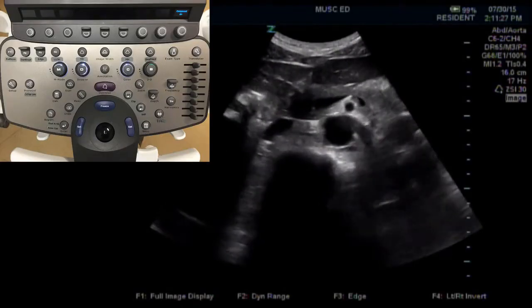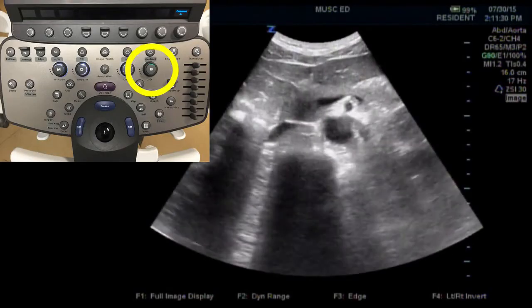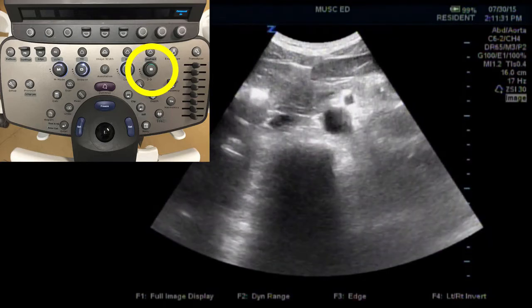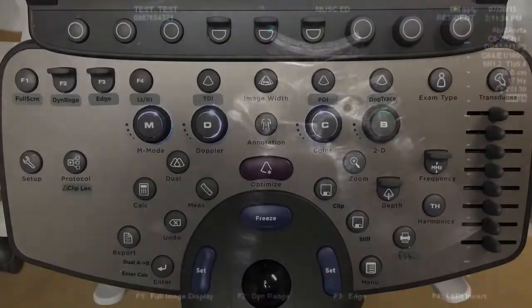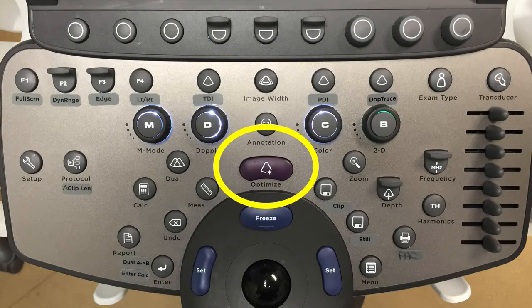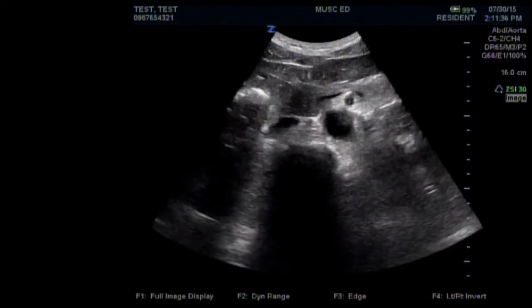You may increase the overall gain to the entire screen by turning the gain dial clockwise. Likewise, you may turn the gain down by turning the gain dial counterclockwise. There's also an easy button that automatically adjusts gain. When you press this, it pauses for a split second, then chooses the best gain setting.